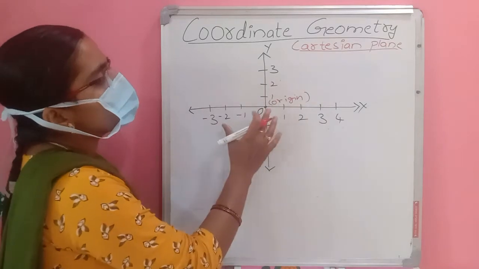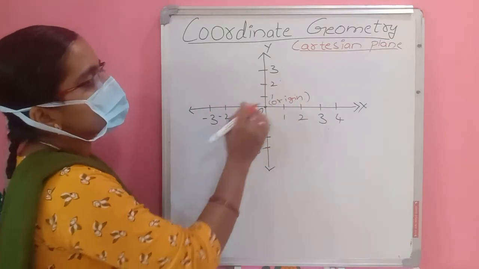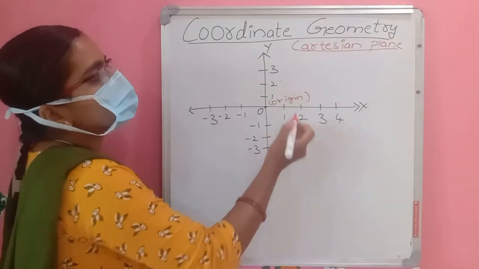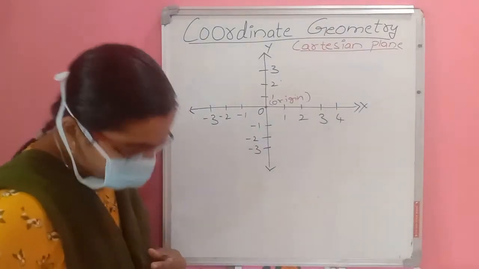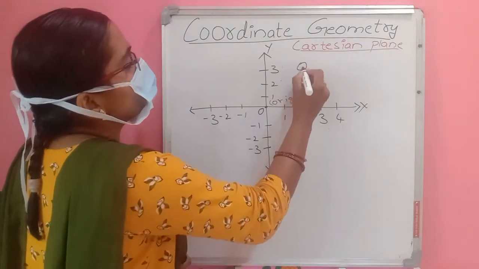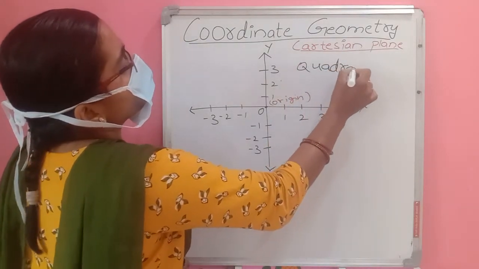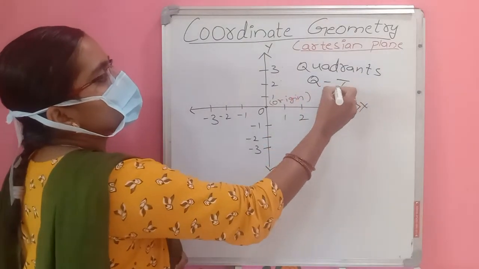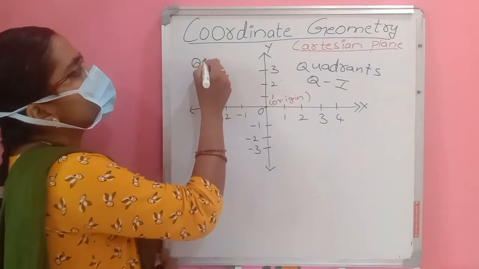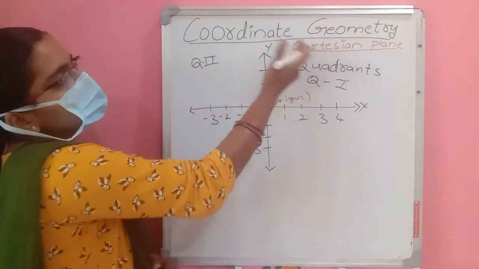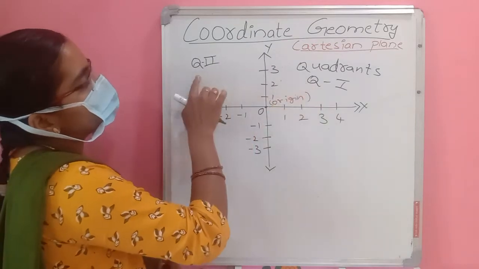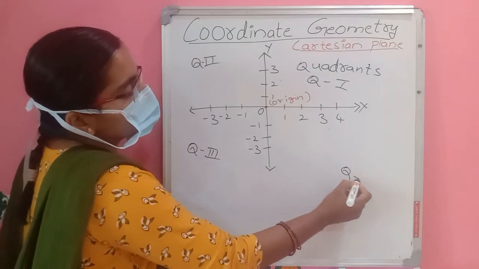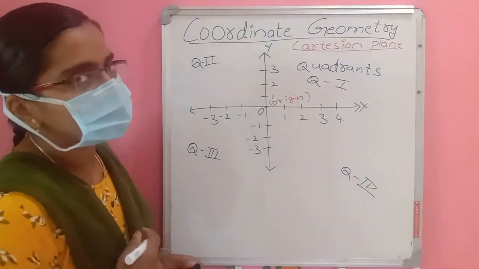These two axes divide this area into four parts: 1, 2, 3, 4. These parts are called quadrants. This is called quadrant 1, Q1, and this is quadrant 2. You have to go in the anti-clockwise direction. This is Q1 and this is Q2. Next this is Q3. Next this is Q4, quadrant 4. So we have four quadrants.